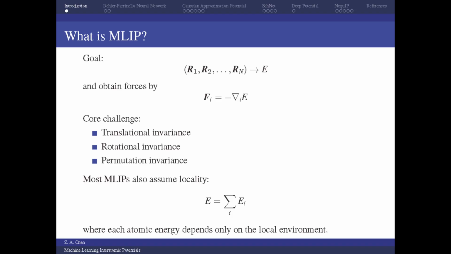Another important assumption in almost all MLIPs is locality. Instead of directly predicting the total energy from all atoms simultaneously, we decompose the total energy into atomic contributions. Each atomic energy only depends on its local environment within a cutoff radius. This assumption is extremely important because it makes large-scale simulations computationally feasible.